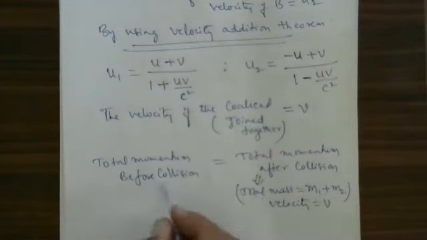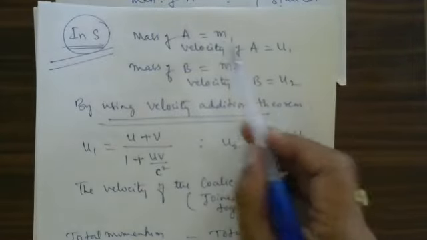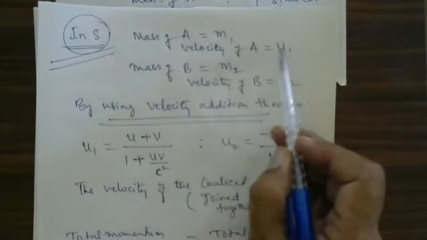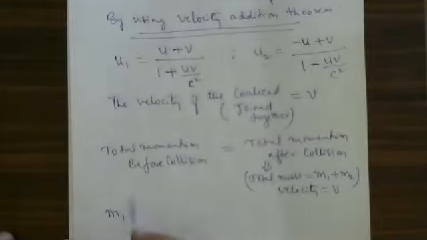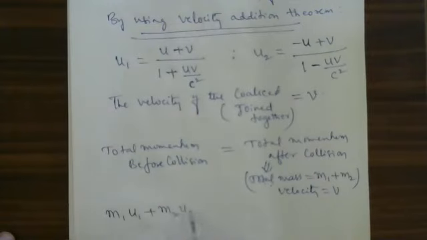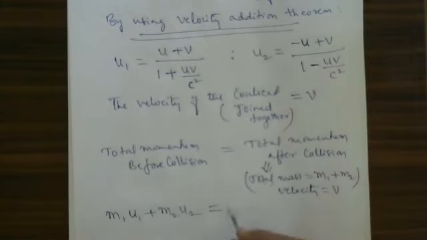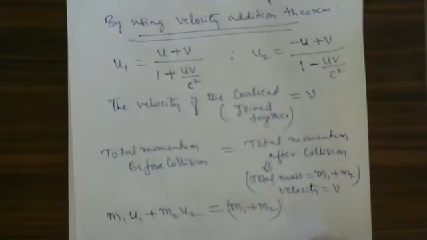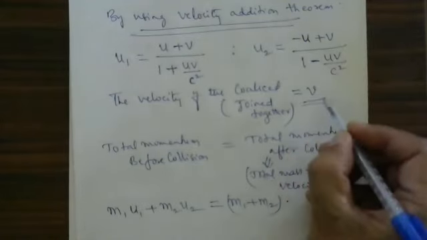Anyhow, the total momentum before collision is how much? It is the mass of the first body multiplied by its velocity, plus the mass of the second body multiplied by the corresponding velocity: M1 U1 plus M2 U2. That is equal to the total mass, M1 plus M2, multiplied by the velocity with which it is moving, which is equal to V.